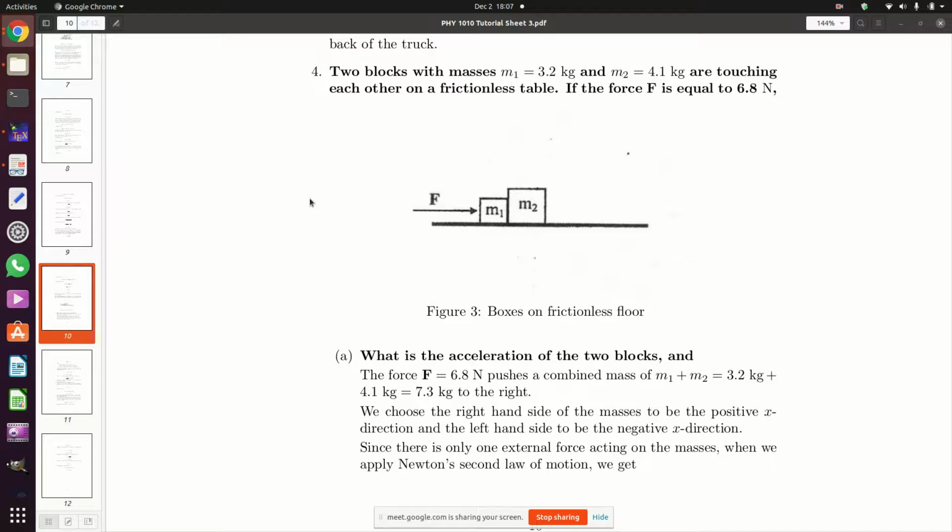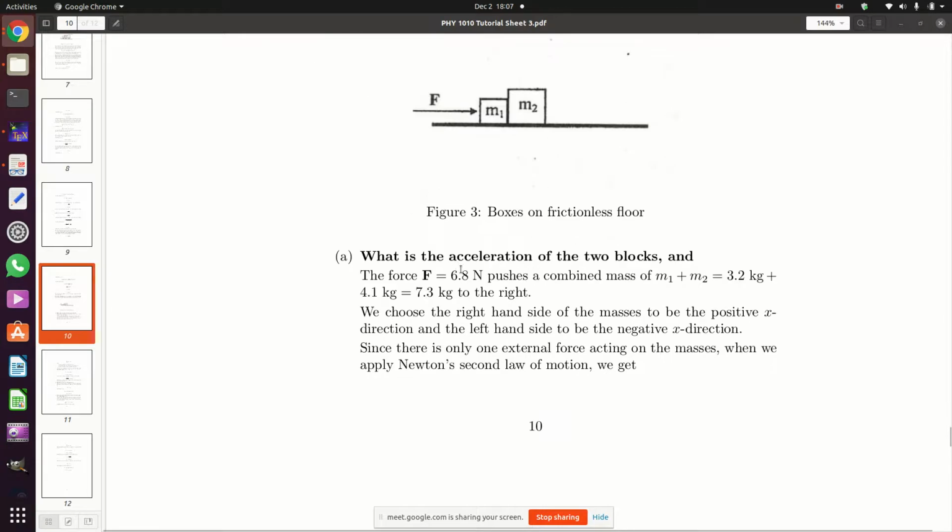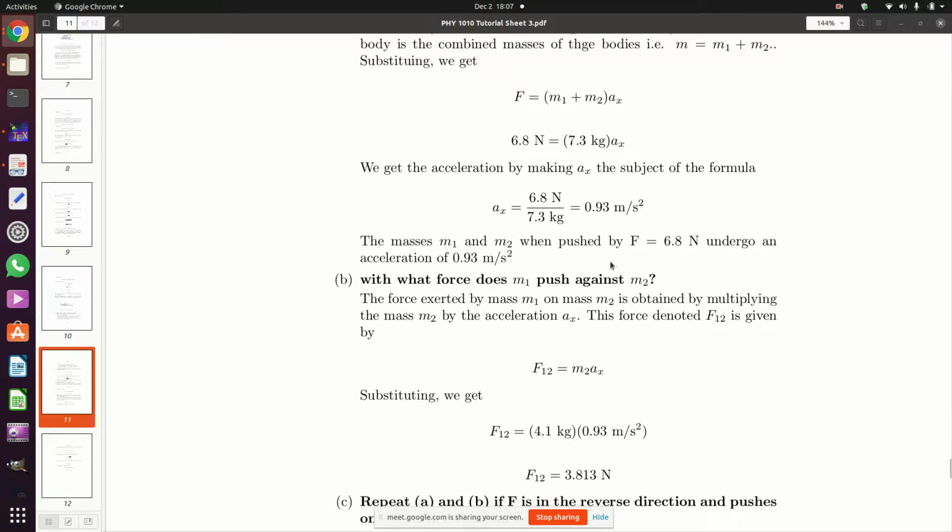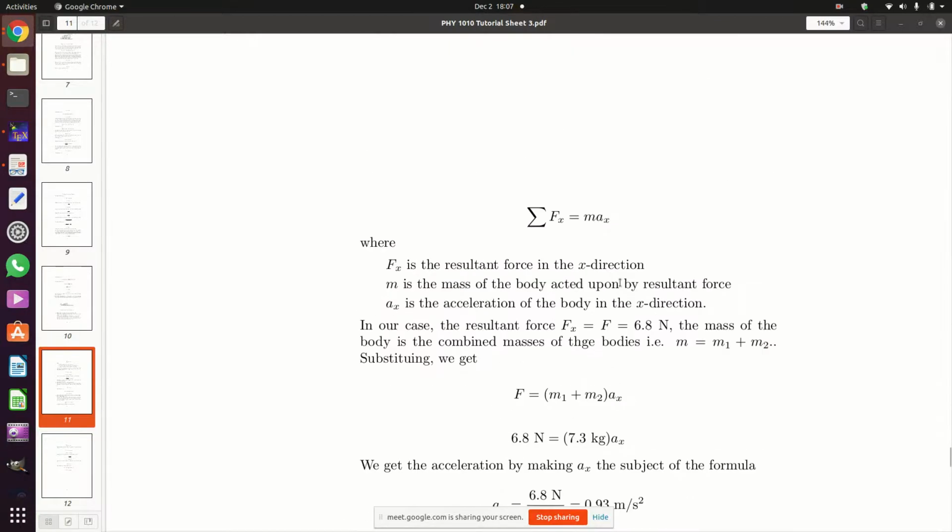If the force F, which is pushing the masses M1 and M2, which are touching each other, is equal to 6.8 newtons, what is the acceleration of the two boxes, and what else are the questions? With what force does M1 push against M2? So that's the first part of the question.